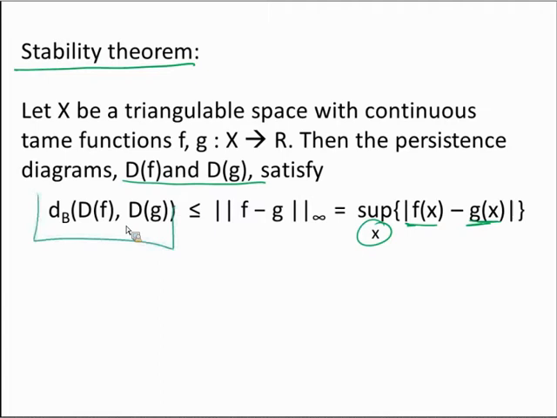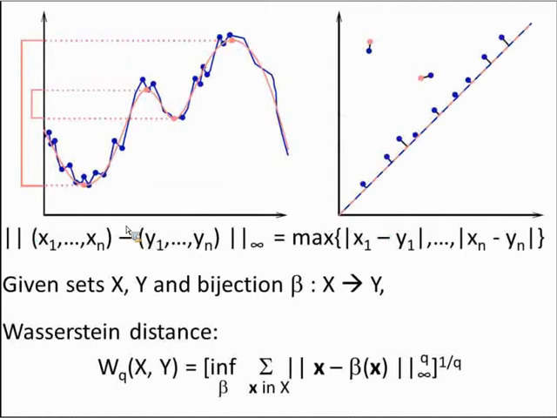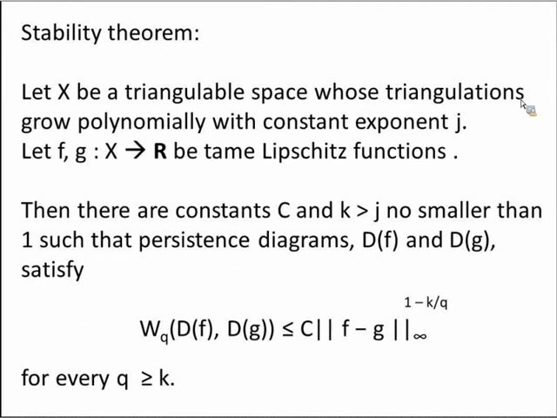We could have instead done a Wasserstein distance. That way we didn't just deal with the sup of the distances, so this gives us a little bit more information. It isn't dominated by just one thing that's farther away, but all of the points play a role here. And we also have a stability theorem for that. It just has a few more hypotheses. Any questions?